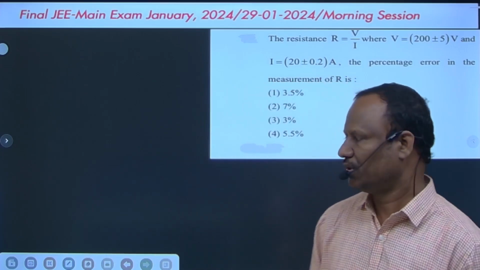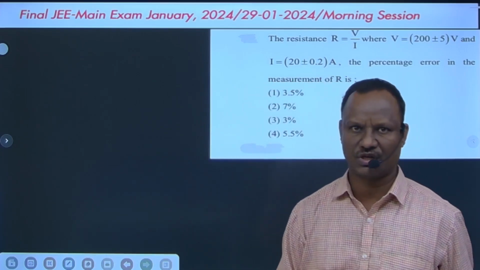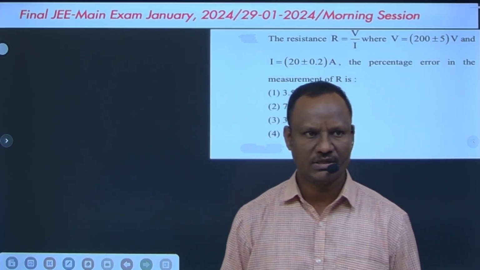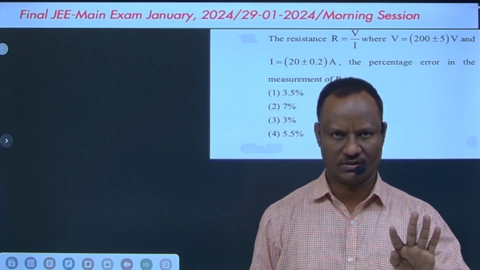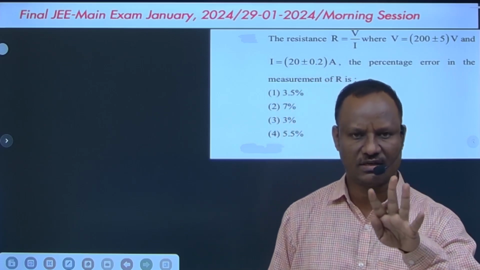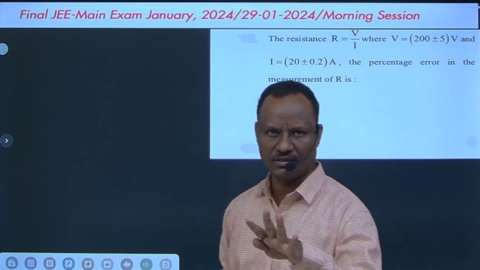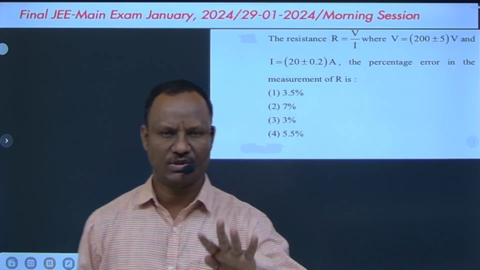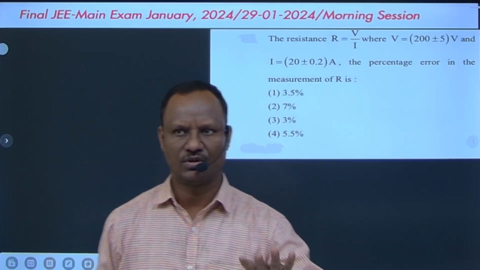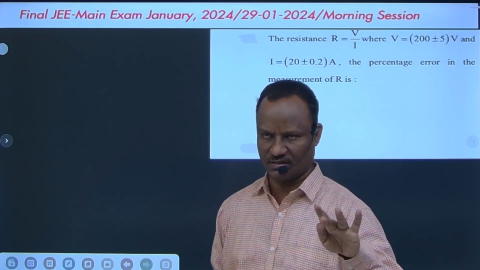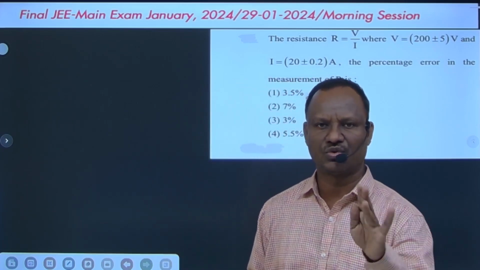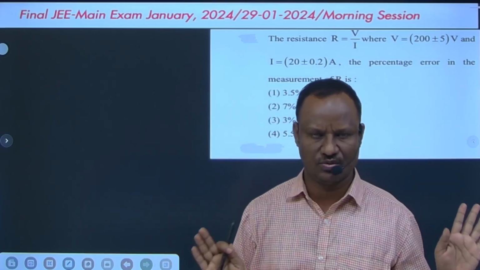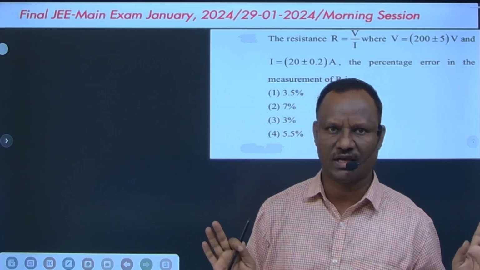For example, if you take the units and measurements chapter, there are only three models. First one is errors. Next one is dimensional analysis. Next one is experimental physics, screw gauge and Vernier calipers. That's it. Only screw gauge and Vernier calipers.